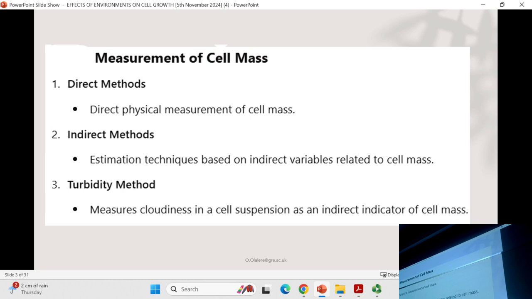Then we can use turbidity also to measure cell mass. For turbidity, most of the time we use a spectrophotometer. We have one in the department to measure turbidity of the cells. Most times, if you want to measure cell growth in the lab, we use this turbidity measurement. We have used a turbidity meter in the water lab too, so yes, you can use the turbidity method.